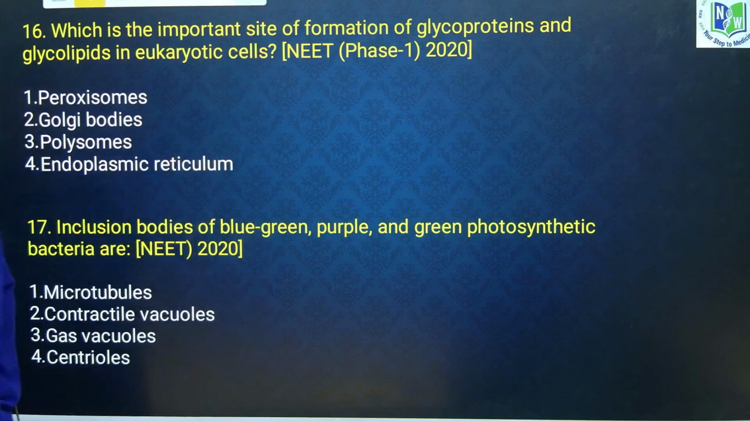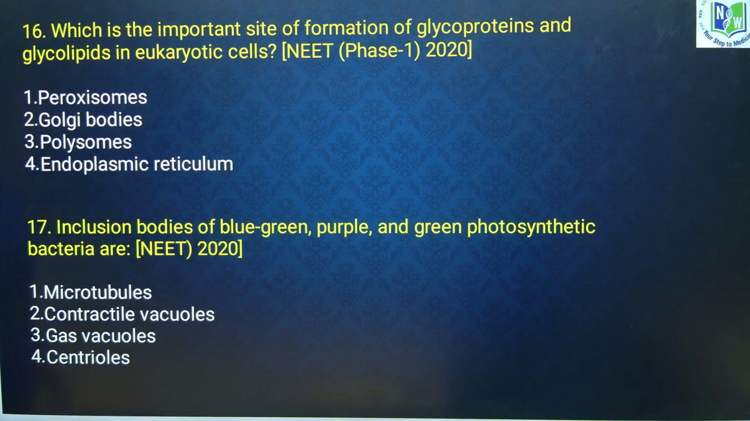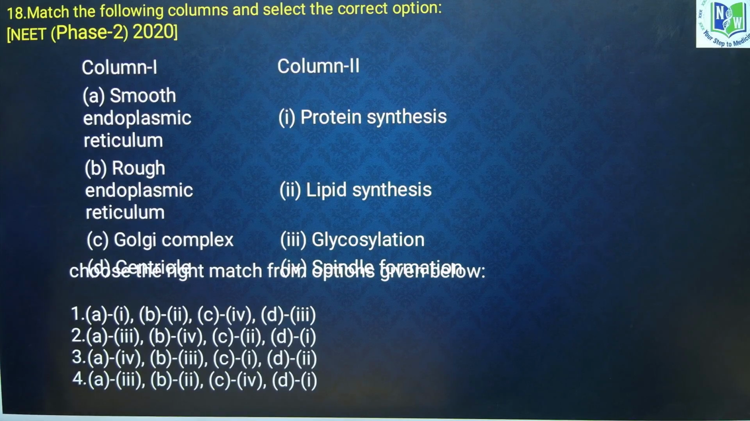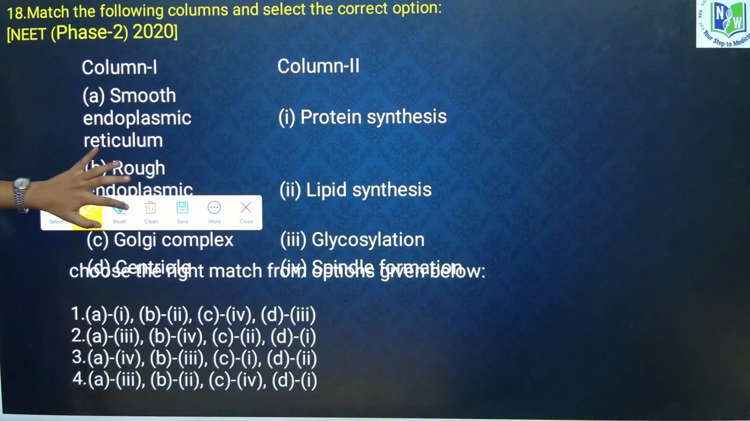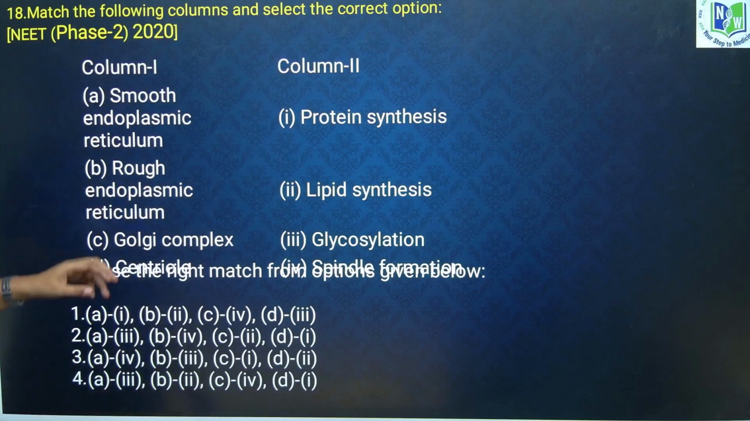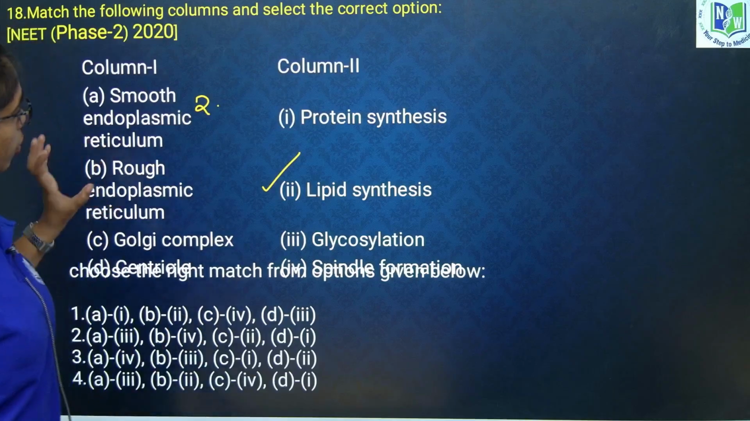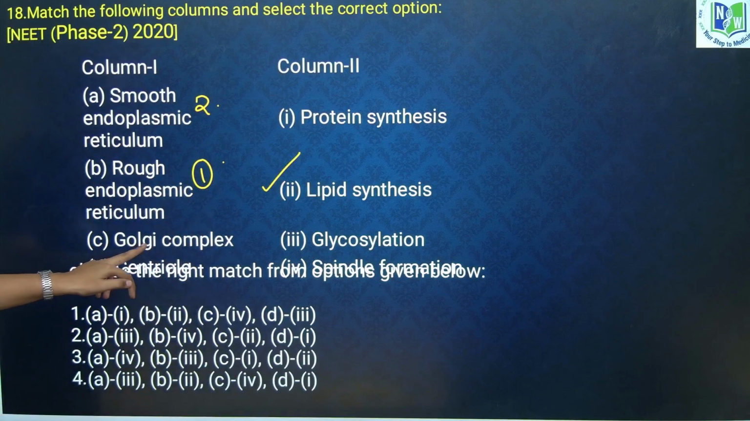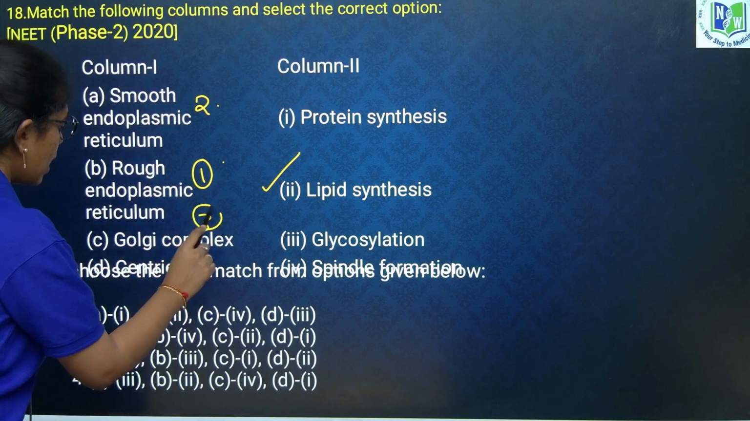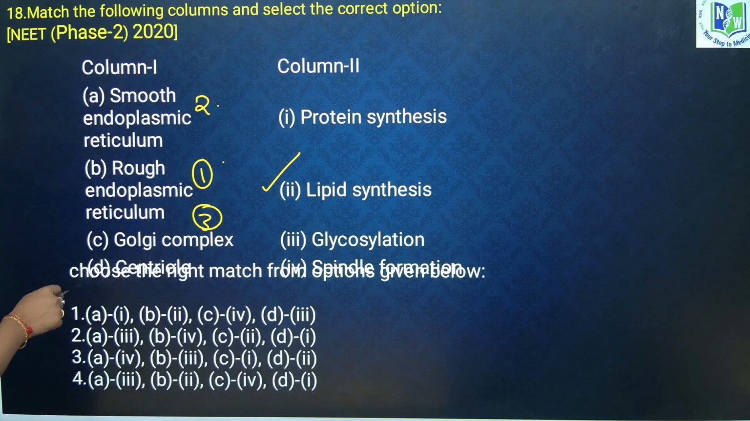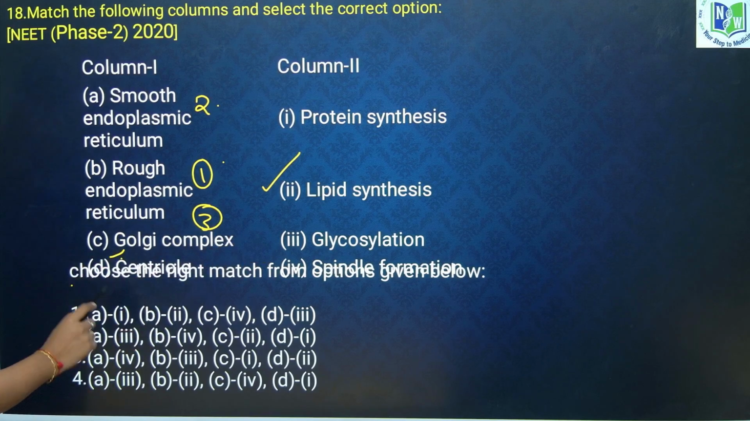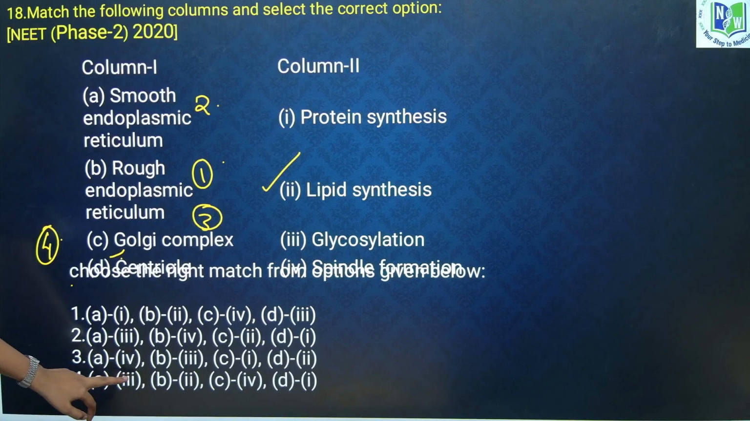Next. Match the following columns and select the correct option. See, again a match the following question. Of course, we have discussed this in our match the following session also. Smooth endoplasmic reticulum, of course 2, lipid synthesis. Rough endoplasmic reticulum, protein synthesis. Golgi complex, 3, glycosylation. And third it is centriole. Centriole, spindle formation, that is 4. Okay, if you look into the options, smooth endoplasmic reticulum, it is 2.